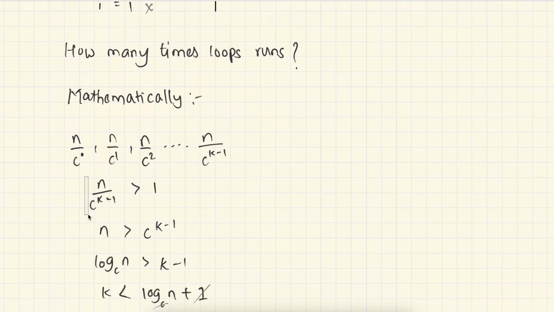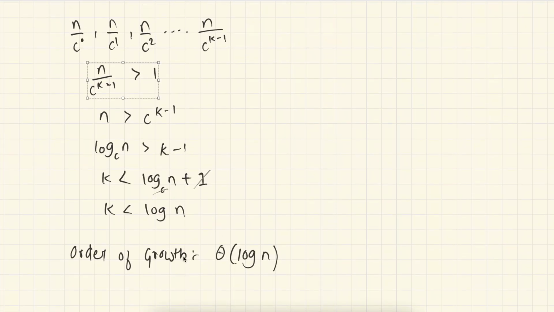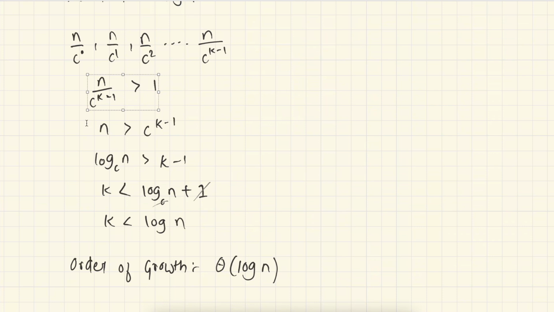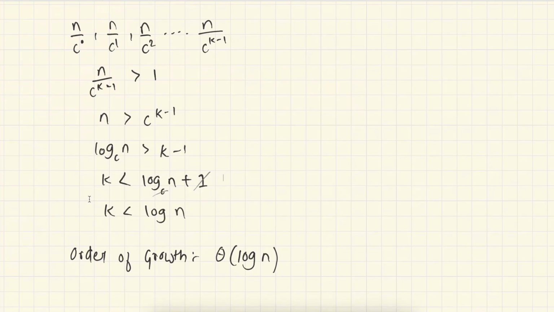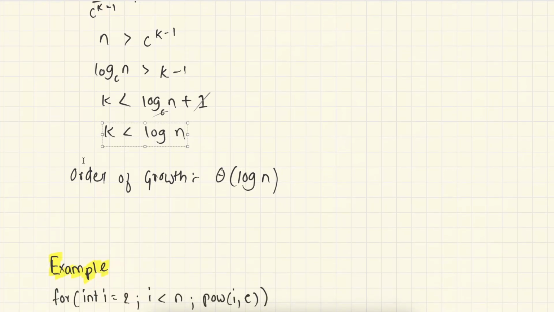So n divided by c to the power k minus 1 greater than 1 is our base condition. You can see here. Let's take a log on both sides, then it becomes log base c of n greater than k minus 1. If we move 1 over here, then it becomes k less than log base c of n plus 1. And after cancelling out the lower order term, our k becomes log n. So the order of growth of this for loop is going to be theta log n.